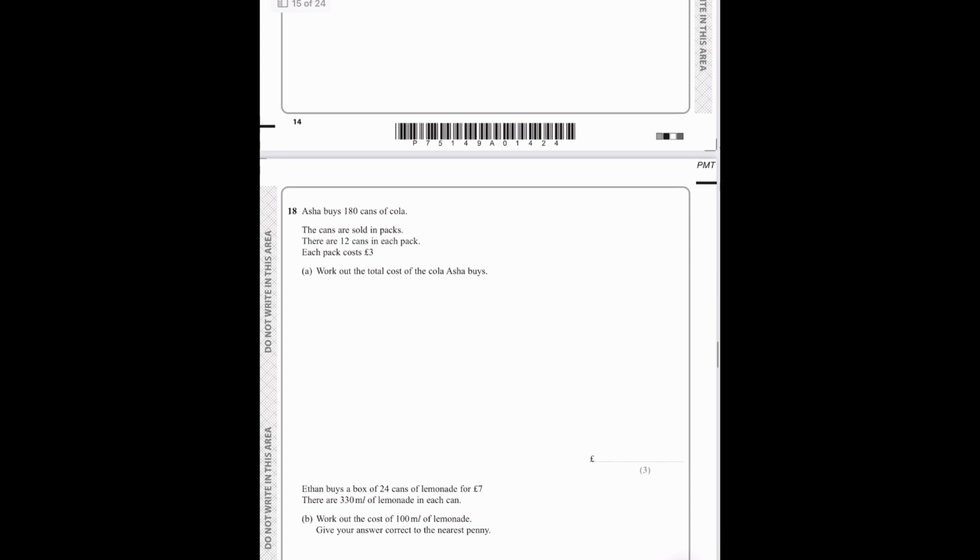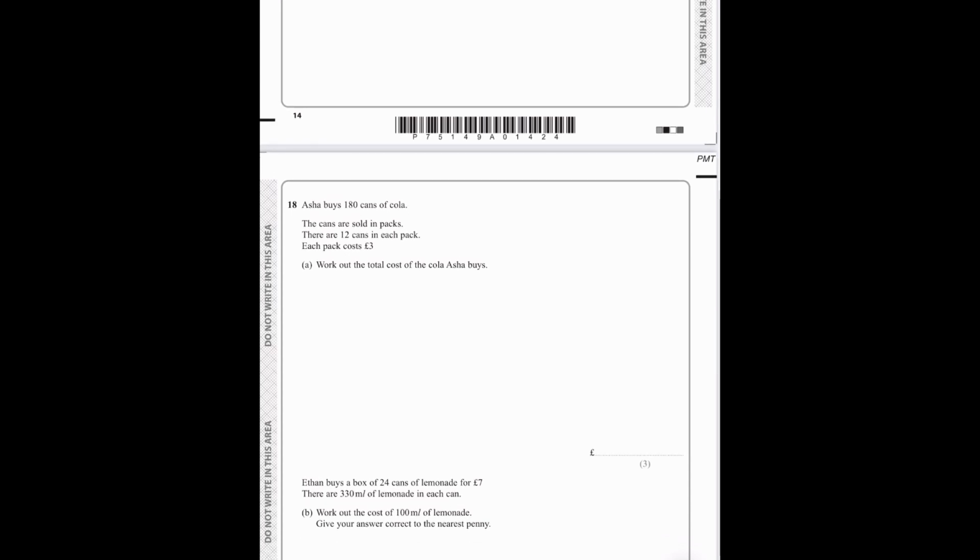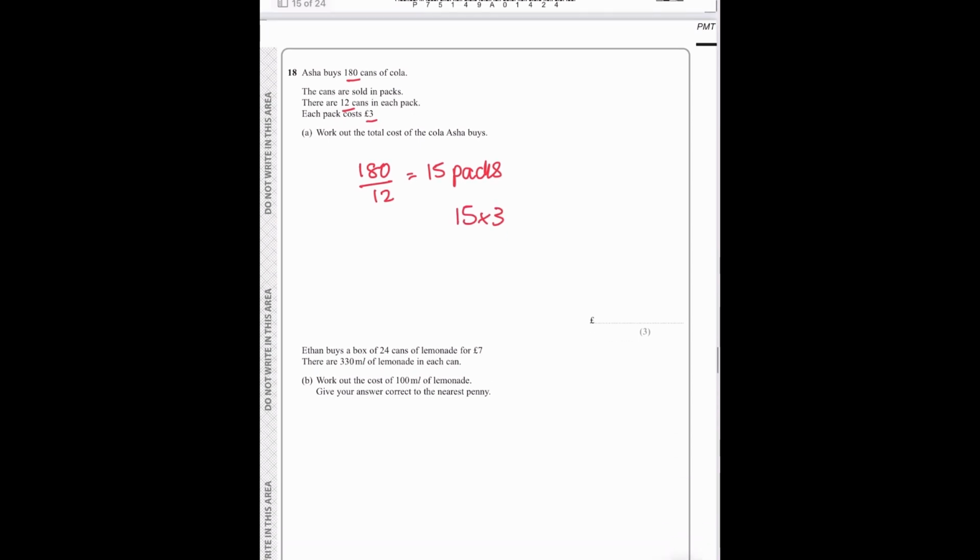Asher buys 180 cans of cola. The cans are sold in packs. There are 12 cans in each pack, and each pack costs £3. Work out the total cost. So if he's buying 180 cans and they're in packs of 12, we divide that by 12, and we need 15 packs. Each pack costs £3, so 15 times 3 gives us a total price of £45.